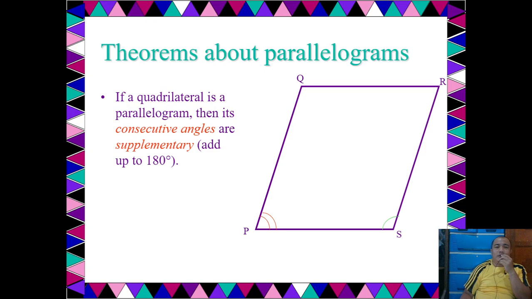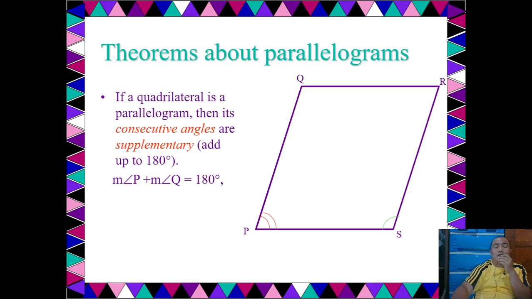Another theorem: if a quadrilateral is a parallelogram, then its consecutive angles are supplementary. Supplementary angles are angles whose sum is 180 degrees. So again, in quadrilateral PQRS, what are the pairs of consecutive angles? Angle P and angle Q are consecutive angles. Angle Q and angle R are consecutive angles. Angle R and angle S are consecutive angles. Also, angle S and angle P are consecutive angles. If they are consecutive angles, they are supplementary, so their sum is 180 degrees.